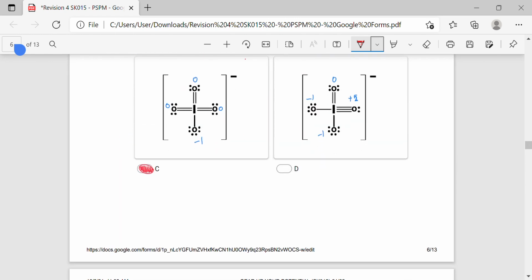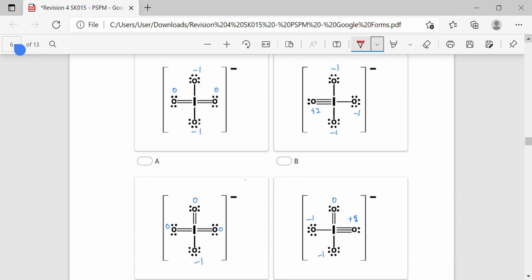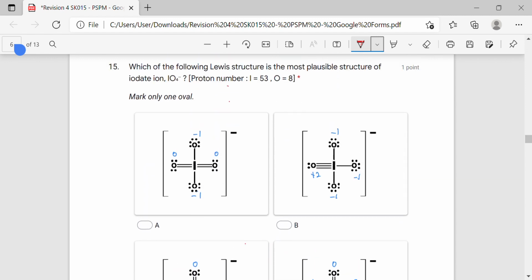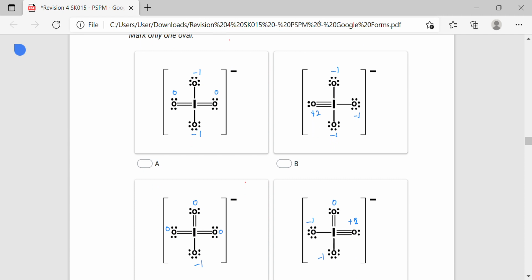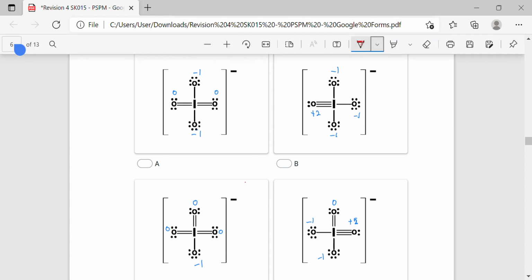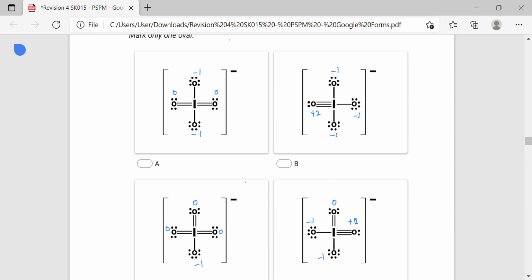Which of the following is correct plausible structure of iodate ion? So IO4 minus. So iodine 7 valence electron, oxygen 6 times 4, 24 plus 1 untuk negative charge, 32. So iodine ni boleh expanded sebab dia period 3 ke atas. Fluorine, bromine, iodine yang dia period 2, 3, 4, 5, period 5.